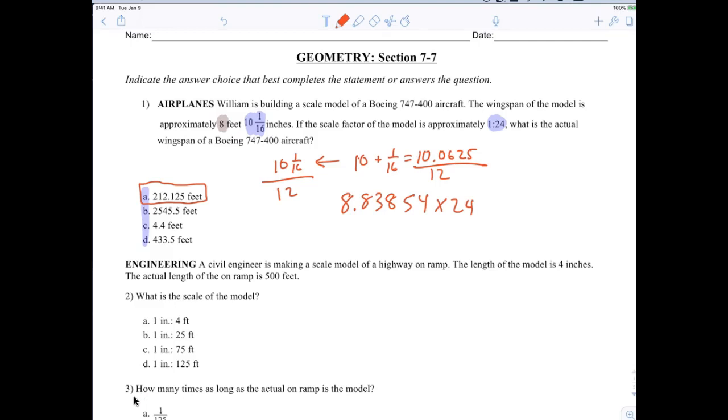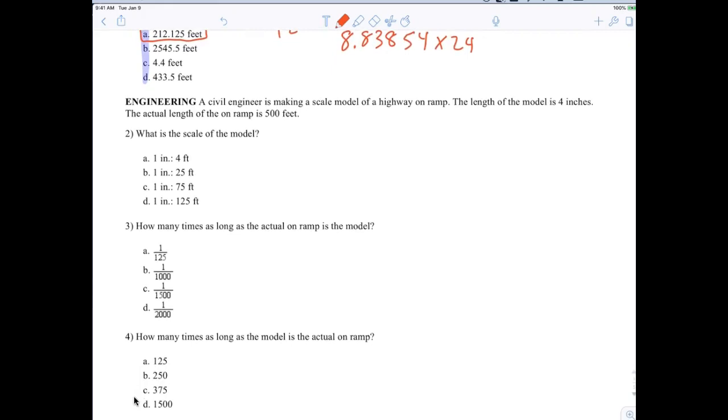All right, let's take a look at number 2. All right, it says a civil engineer is making a scale model. The length of the model is 4 inches, and the actual length of the ramp is 500 feet. So we're just writing what? 4 inches over what? 500 feet. And then we can reduce that to what? 1 over 125. Yeah, guys.